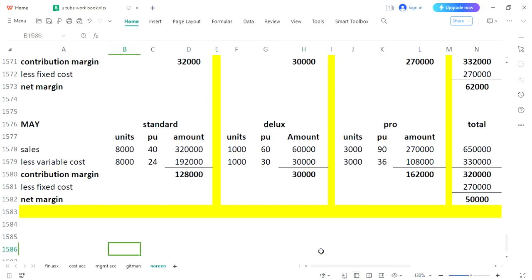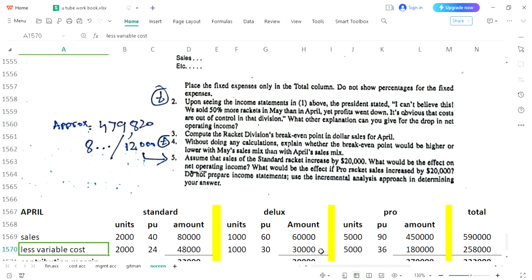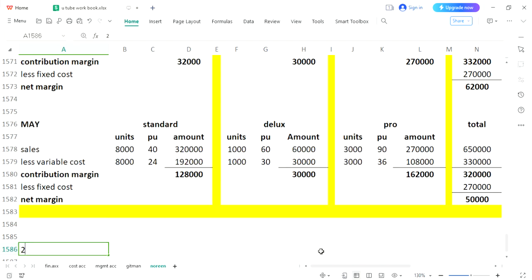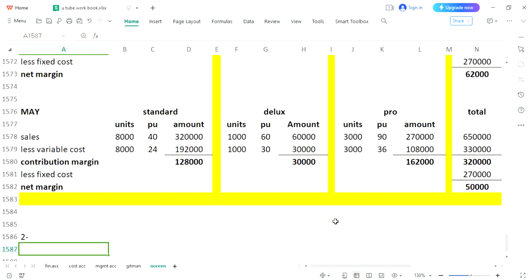So for which portion was that? For the second solution, what you will say: change in variable cost is more than change in sales.